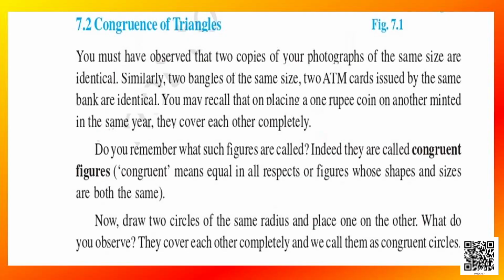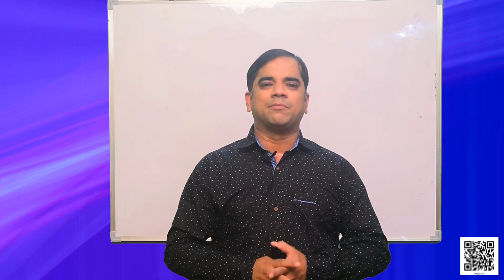As it is given in your book, you must have observed that two copies of your photographs of the same size are identical. Similarly, two bangles of the same size, two ATM cards issued by the same bank are identical. You may recall that on placing a 1 rupee coin on another minted in the same year, they cover each other completely. This is called congruency, because all these items are called congruent items.